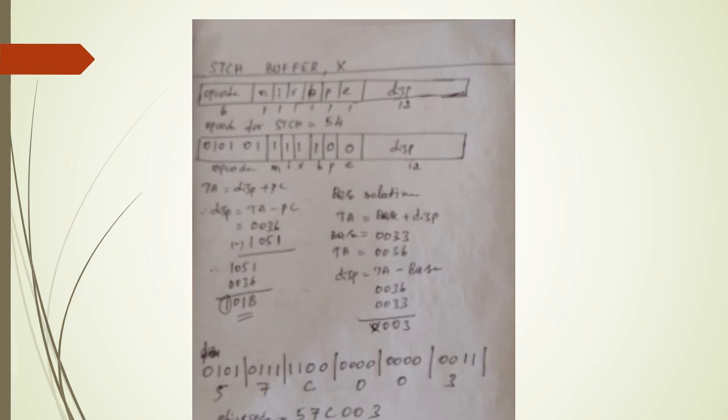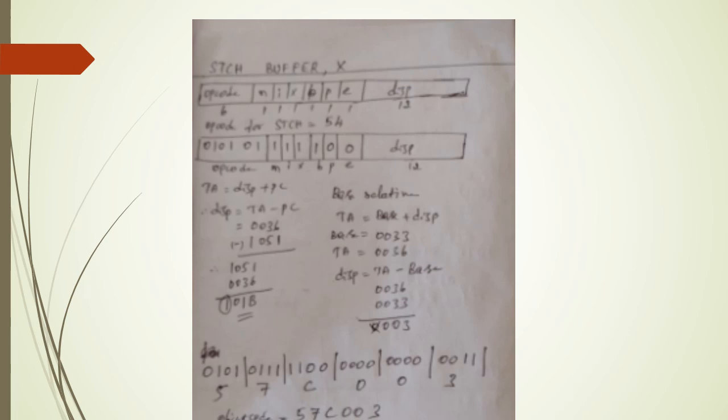The target address, the address of the buffer, is 0036. Here the program counter is 1051. The second number is the larger one, so you subtract 0036 from 1051, and you will get 101B. Here the leftmost digit is not 0. In the previous cases we discussed, it was always 0 and we discarded it. Here we cannot discard it.